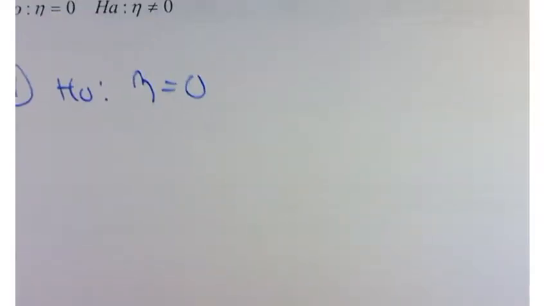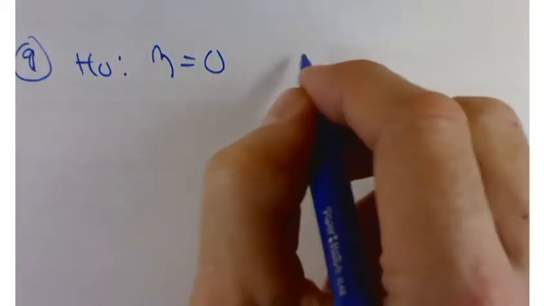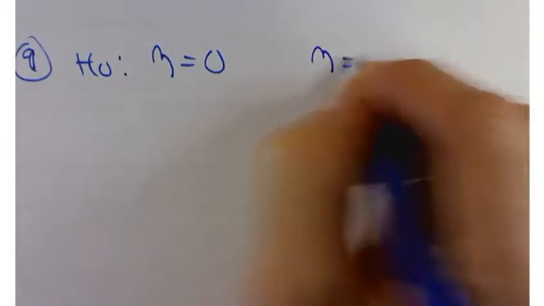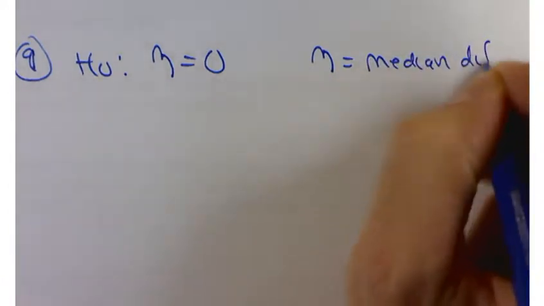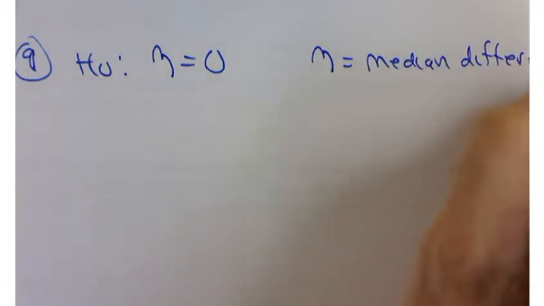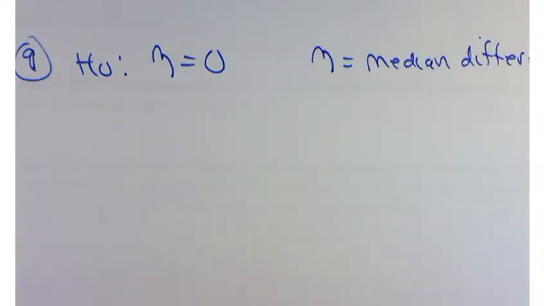Now, if there's no difference between the age, then the median difference is 0. So the median difference, eta, is the median difference. So when I subtract the age of the Best Actor minus the age of the Best Actress, it's going to balance out. I'm going to get 0.